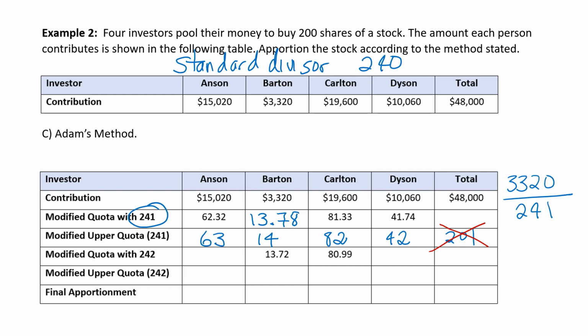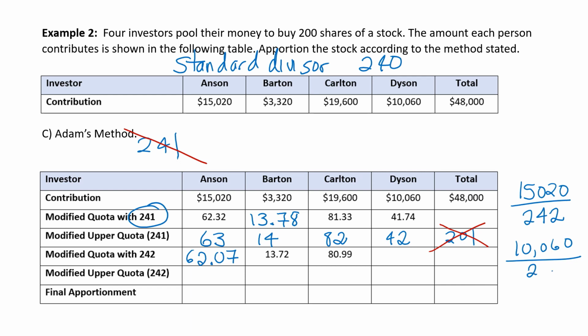So what we learned is that 241 didn't work. We need less shares, so we need our divisor to get a little bit larger. And we'll try it with 242. For Anson, take the $15,020 that he pitched in and divide it by 242. I get 62.07. Let's do this for Dyson.